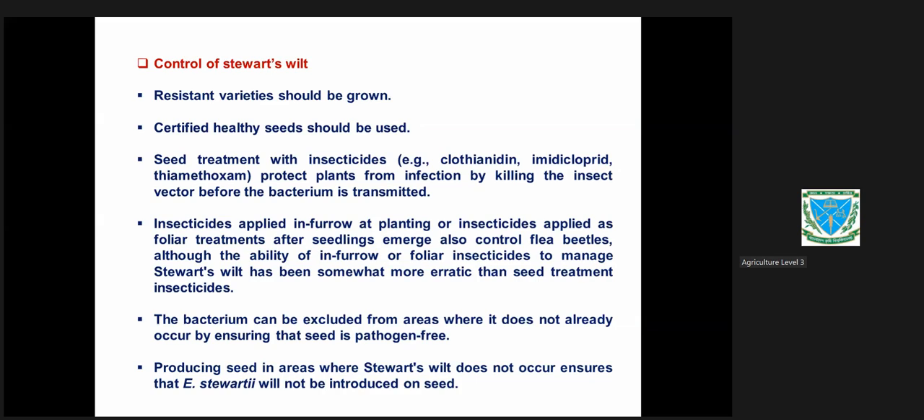So it is very important that the bacterium can be excluded. It doesn't already occur by ensuring the seed is pathogen free. So you have to use pathogen free seed, bacteria free seed, and you have to produce the seed where Stewart's wilt is not a problem.